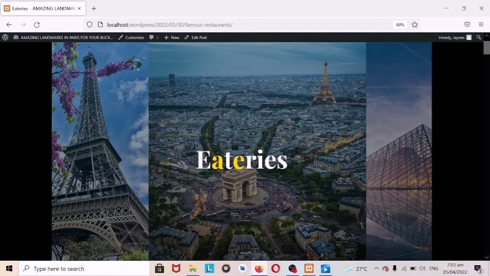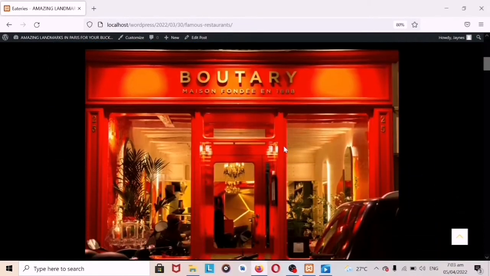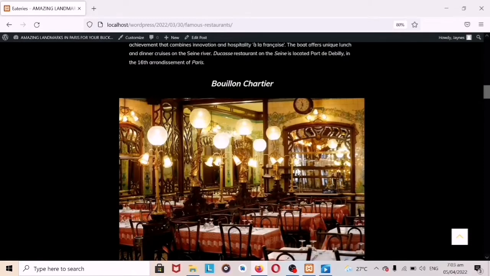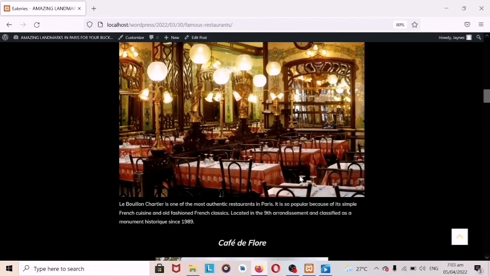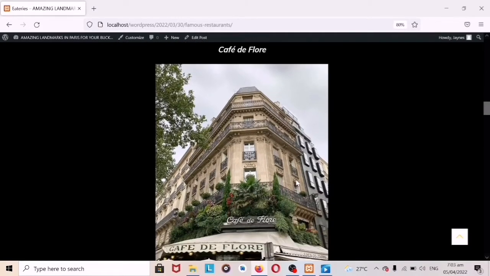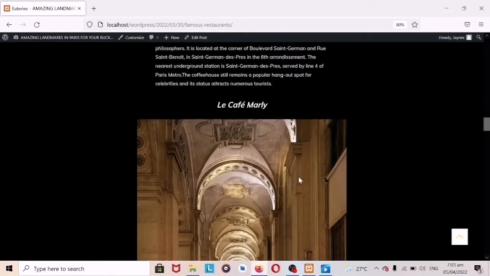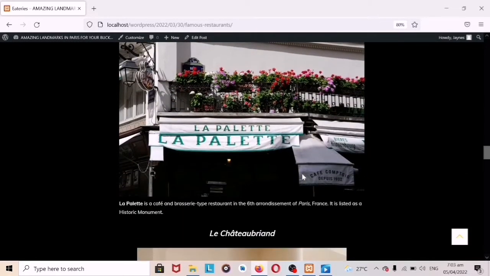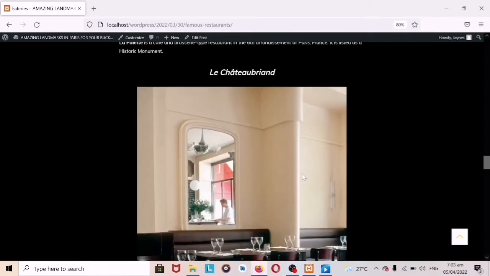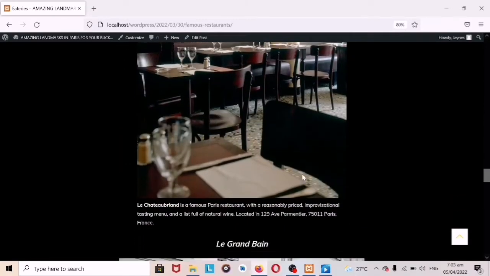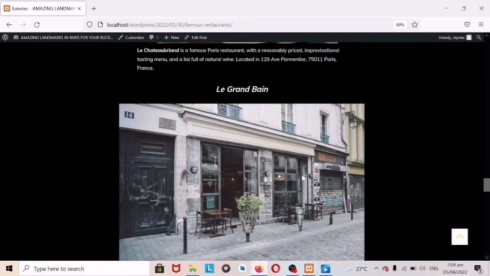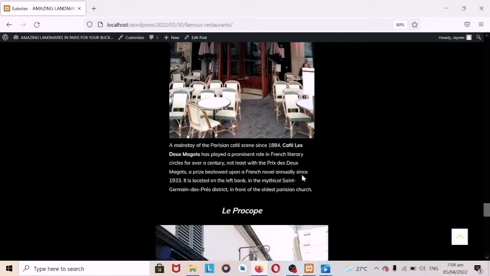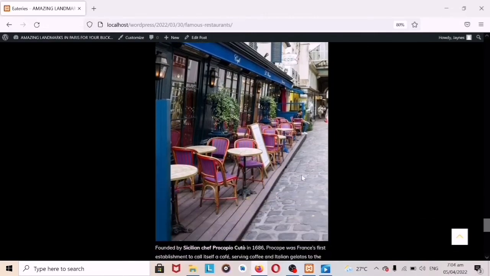The famous eateries in Paris: Bottery, Ducasse Sourcine, Bouillon Charter, Café de Flore, Lake Café Marly, La Palette, Le Chateaubriand, Le Grand Bain, Le Dumago, and last, Le Procope.